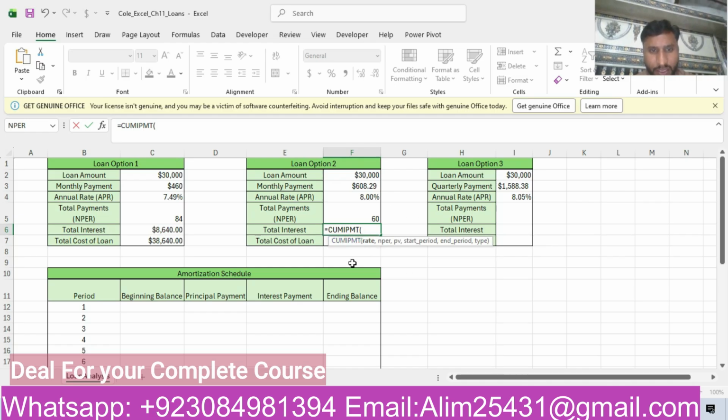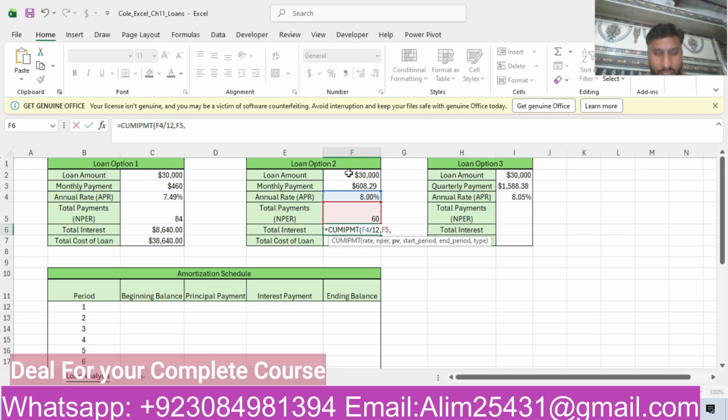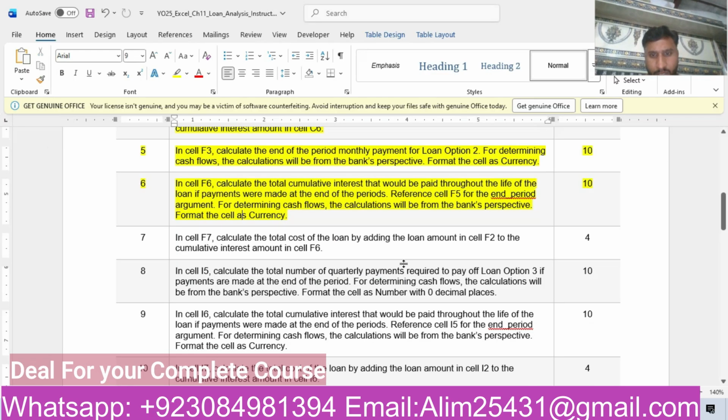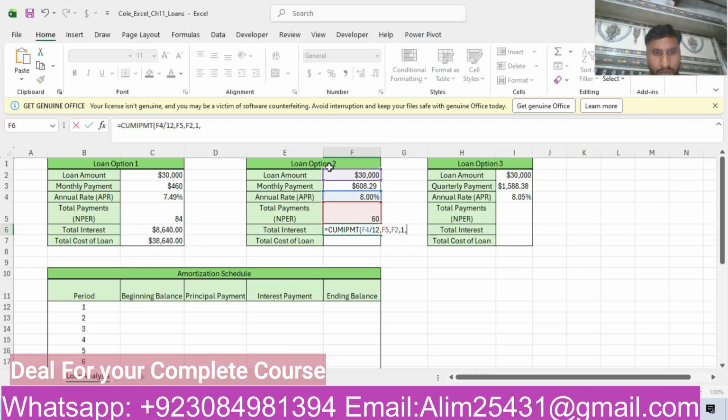And what is the rate? Our rate will be annual rate over 12. And what is NPER? NPER is given in the cell F5. And what is the payment value? Payment value is the loan amount in the cell F2. And what is the start period? Our start period is 1. And what is the end of the period? He tells us about reference to the cell F5 for the end of the period. So we will select F5 as the end period.